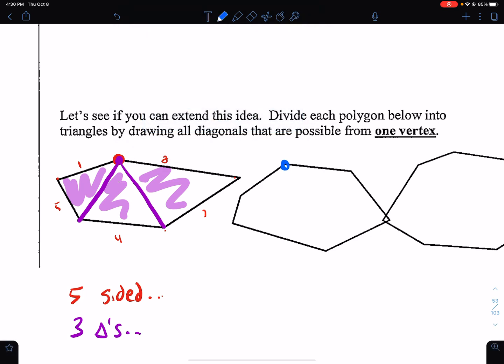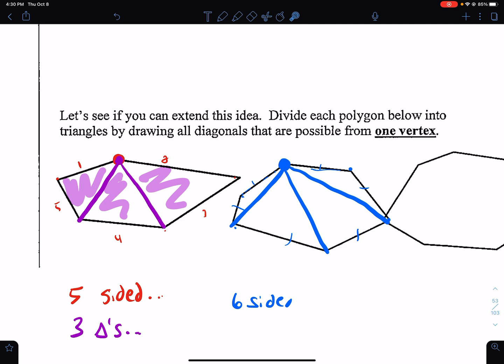If we just choose a random vertex, like this one, see how we have 1, 2, 3, 4, 5, 6 vertices, so 6 sides. But if we connect the diagonals, so again, this one, I just can't go directly left or directly right. So that's a diagonal, and this is a diagonal. Do you notice now how we have 4 triangles? 1, 2, 3, and 4. So in a 6-sided shape, we're able to break that into 4 triangles.